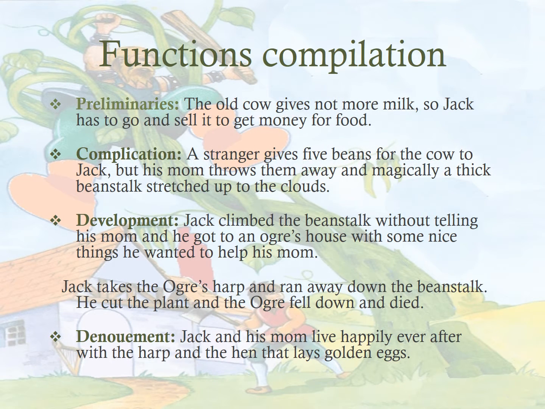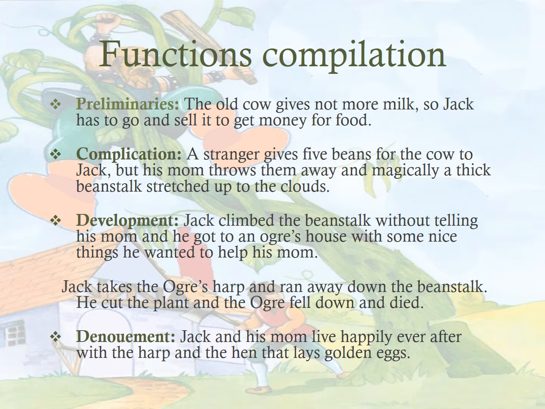We can talk about some function compilations. They can be preliminaries, complication, development, and denouement. The preliminary is when the old cow gives no more milk, so Jack has to go and sell it to get some money for food. A complication comes when a stranger gives 5 beans to Jack for the cow, but his mom throws them away and magically a thick beanstalk stretches up to the clouds.